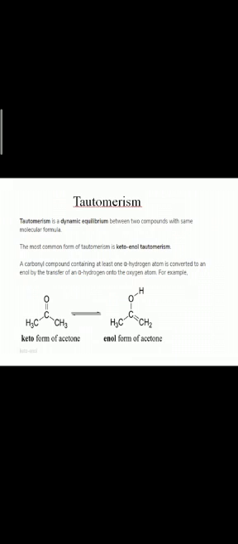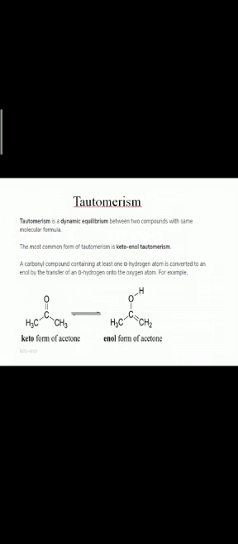The next one is metamerism. This type of isomerism occurs due to unequal distribution of carbon atoms on either side of the functional group. For example, diethyl ether and methyl propyl ether are metamers. In diethyl ether, there are 2 carbon atoms on either side of the oxygen atom, whereas in methyl propyl ether, the left side contains 1 carbon atom, whereas the right side of the oxygen atom contains 3 carbon atoms. So they are both metamers of each other. In place of oxygen, you can also take amines, that is NH.